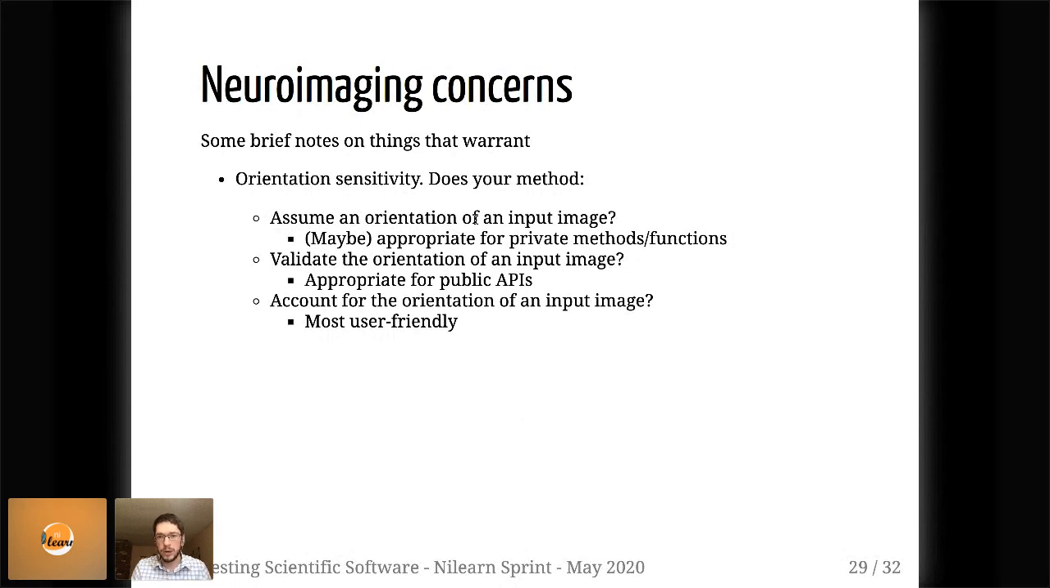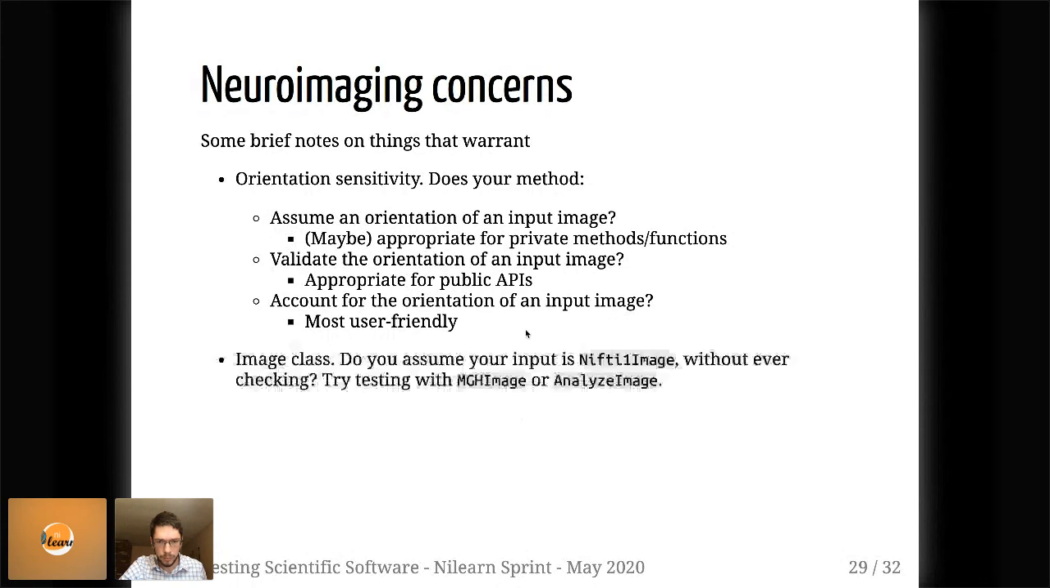And this is maybe appropriate for a private method or function that needs to be fast and doesn't need to waste time with checking. It's the functions that call it that should be checking this. But this is a good thing to have in your assertions when you're writing your tests. Similarly, things that are in the public API should definitely at least validate the orientation, and they may want to account for it by reorienting the image for the user if that's an appropriate thing to do.